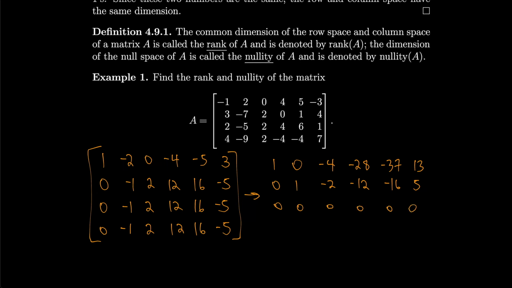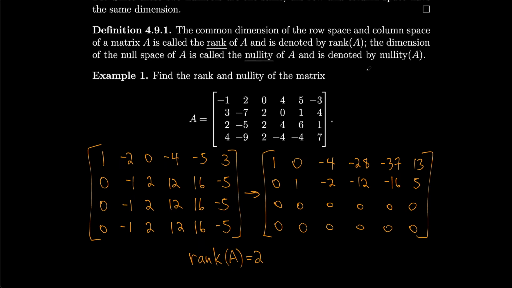So now I can just count up. I can see that I have 2 leading ones. So that means that the dimension of the column space is equal to the dimension of the row space, which is 2. So that means that the rank of A is equal to 2.